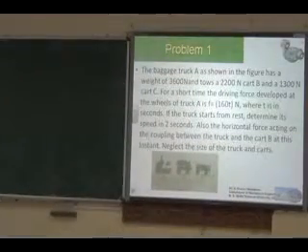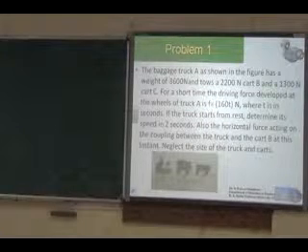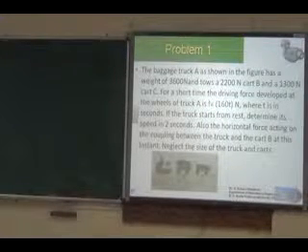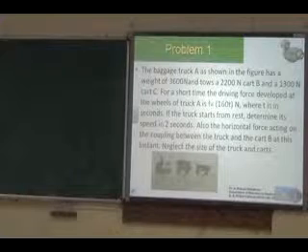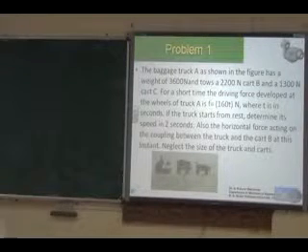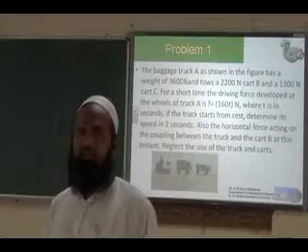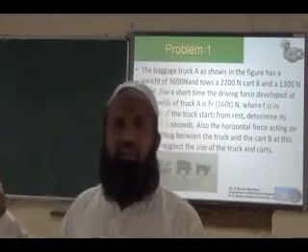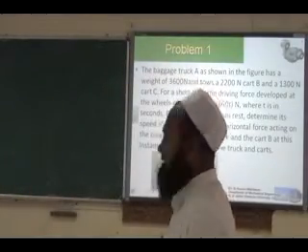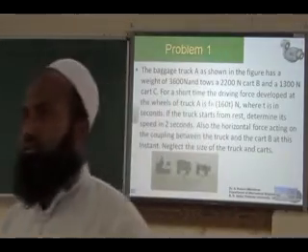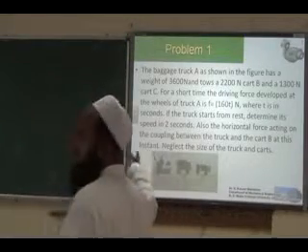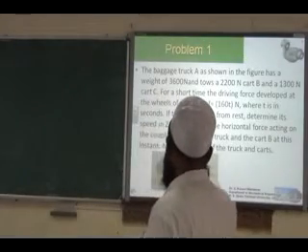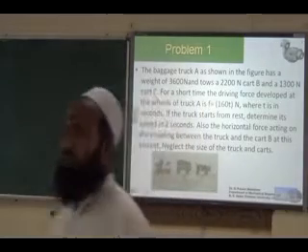If you apply sigma F equal to 0, you can resolve it similar to our statics problem. Sigma Fx equals 0, sigma Fy equals 0, sigma Fz equals 0. The same statics concept can be applied here to solve the unknowns. Here you are asked to find the horizontal force acting on the coupling between the truck and car B at that instant.